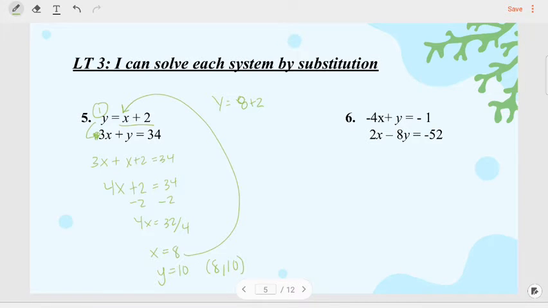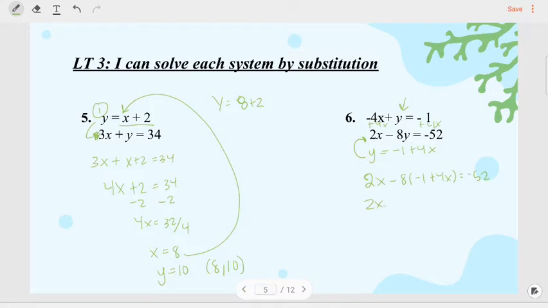On the second problem, I see no equation that's solved for y, but I see that this y is very close to being alone. So I'm going to add 4x to both sides of that equation, and my first equation is changed into y equals -1 plus 4x. Now that I have that, inside this second equation I'm going to plug it in every time I see a y. So 2x minus 8 times (-1 plus 4x) equals -52.